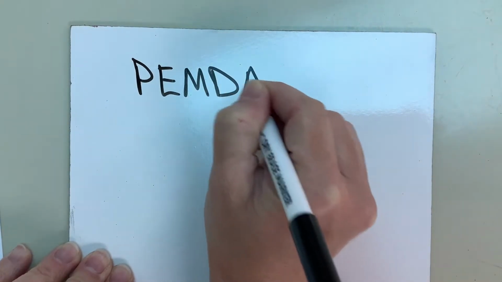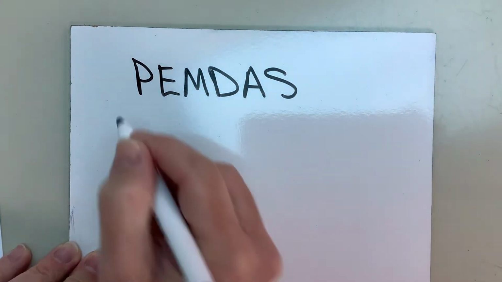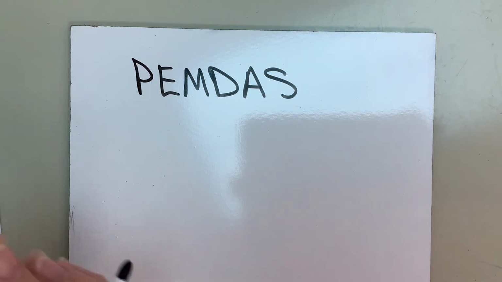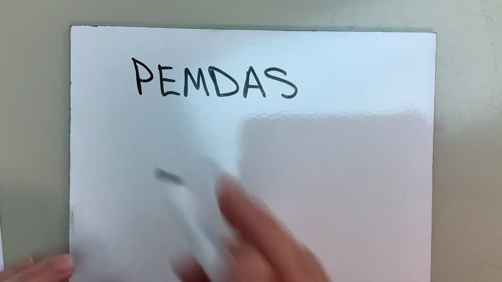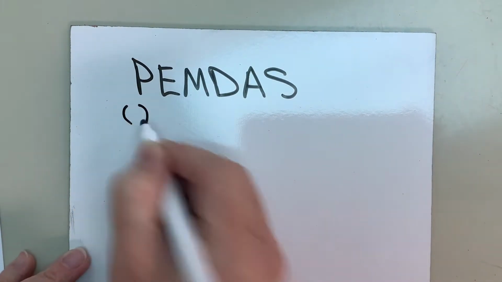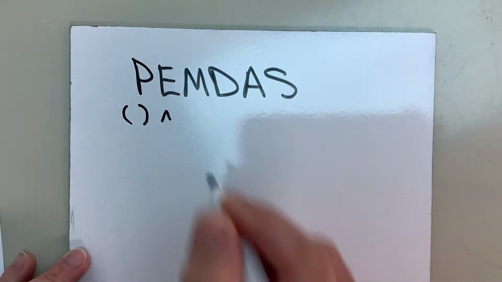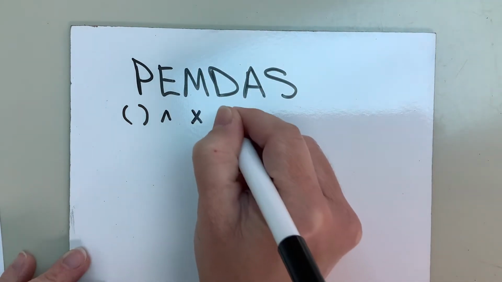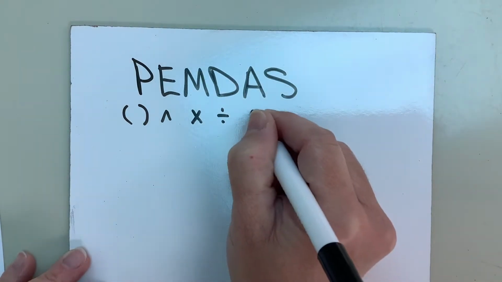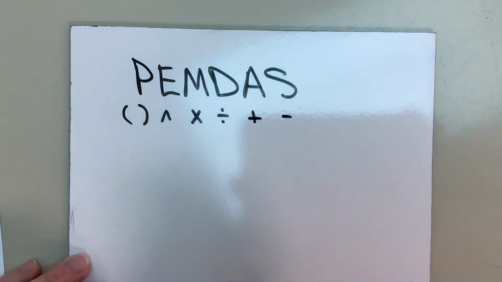Please excuse my dear Aunt Sally. It tells you in what order you need to deal with the operations. So parentheses is always first. Then you have exponents, multiplication and division, addition and subtraction.